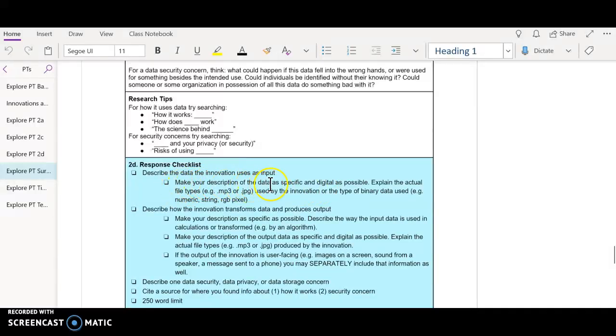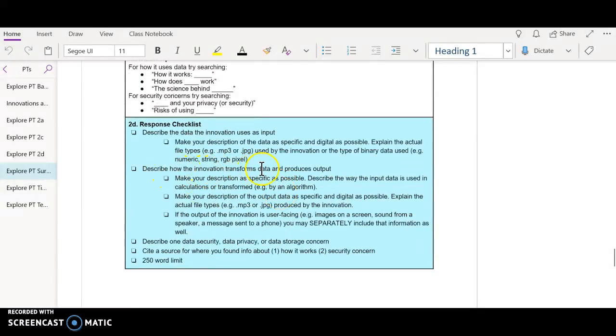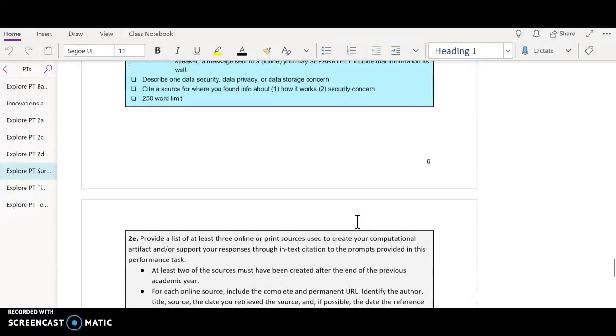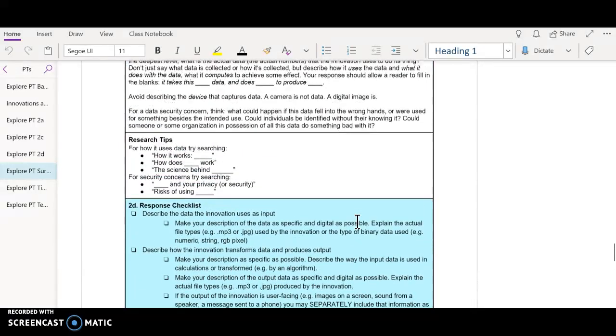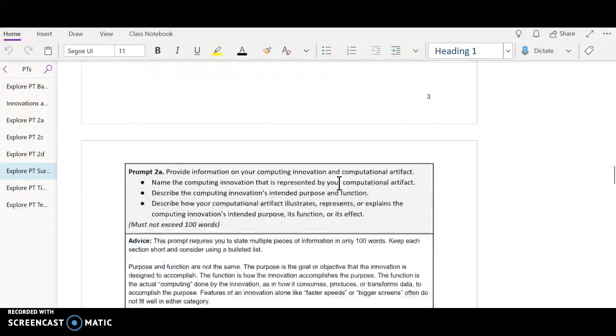It says make your description of the data as specific and digital as possible. Explain the file types if possible. Describe how it transforms. So again, you're being super specific. And then give a security, privacy, or storage concern. Okay, so all of that should be included in your, where is it here? Your research organizer. Oh, it's on the same page, yes.